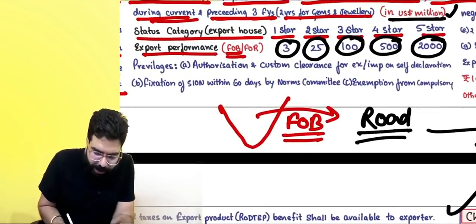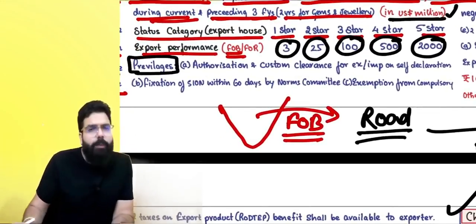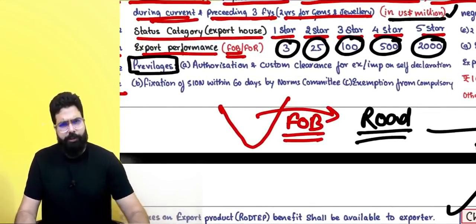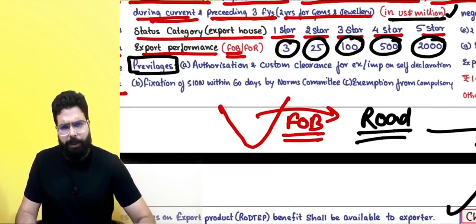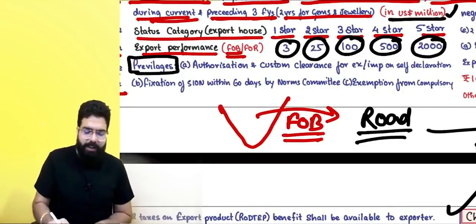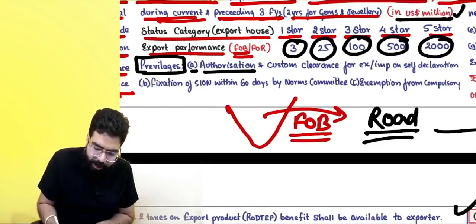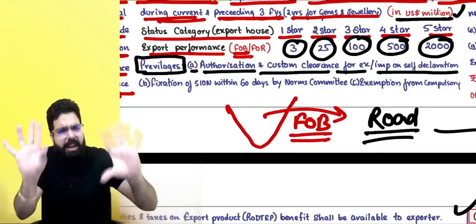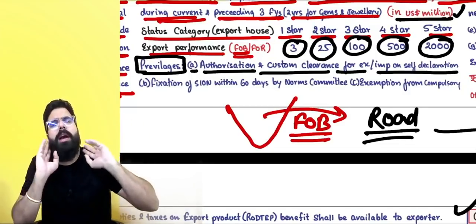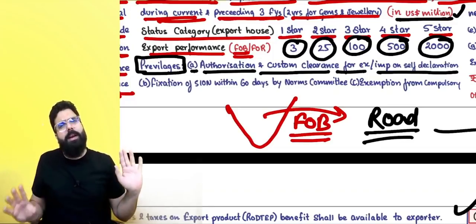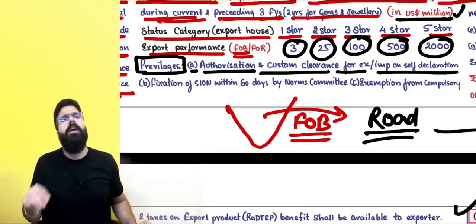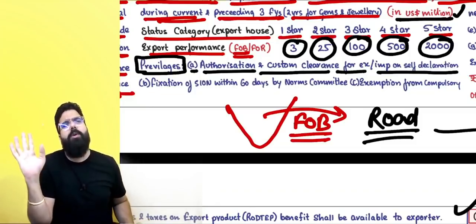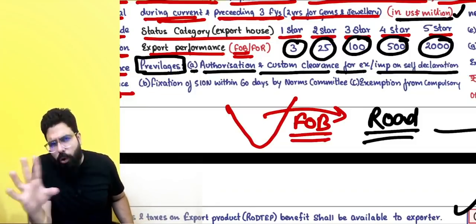Let's go ahead. Now, sir, what are the privileges which are given if I am a status holder? Status, no, you have been given recognition. Give some privilege also. So, the government told the privileges. Sir, number one, authorization and customs clearance for export and import on self declaration. You declare, and clearance for export and import will be given. If you want authorization, on self declaration you can go ahead and authorize yourself, no tension at all.